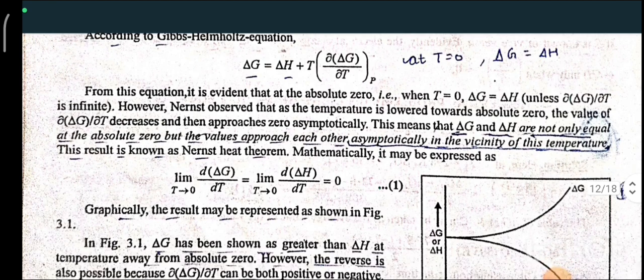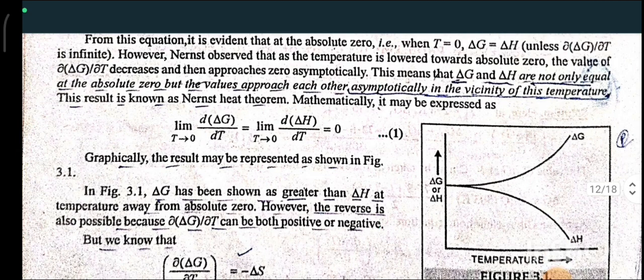However, Nernst observed that as the temperature is lowered toward absolute zero, the value of ∂ΔG/∂T decreases and then approaches zero asymptotically. This means that ΔG and ΔH are not only equal at absolute zero, but their values approach each other asymptotically in the vicinity of this temperature. This result is known as the Nernst heat theorem. Mathematically, it can be expressed.